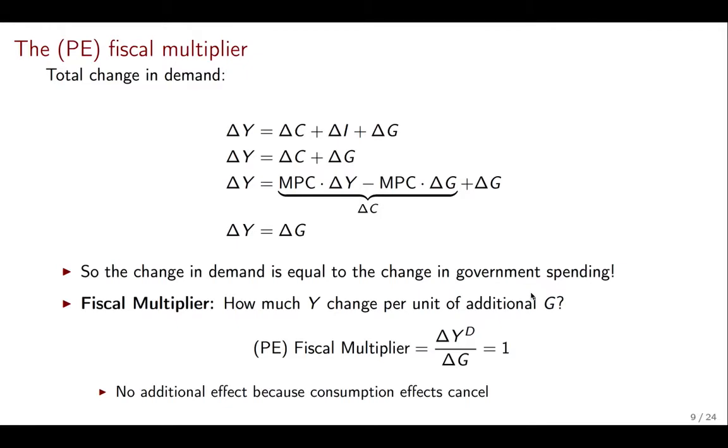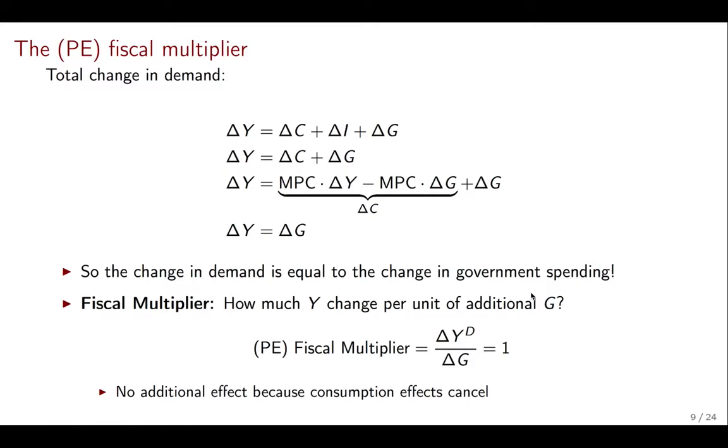How much does aggregate demand change for one additional unit of government spending? In this case, the partial equilibrium fiscal multiplier is exactly equal to 1. So what we find in this economy, in this model that we're writing down, is that there is no additional effect of government spending beyond just how much the government spends, because the consumption effects exactly cancel each other. Yes, there is more consumption because there is more income, but at the same time, there is less consumption because the taxes have to go up.